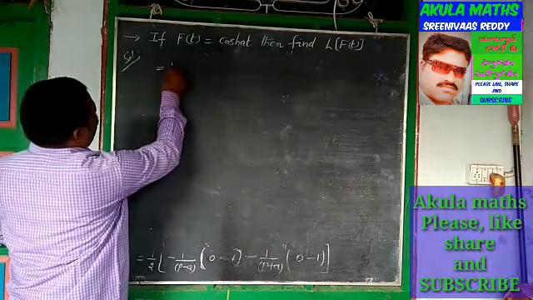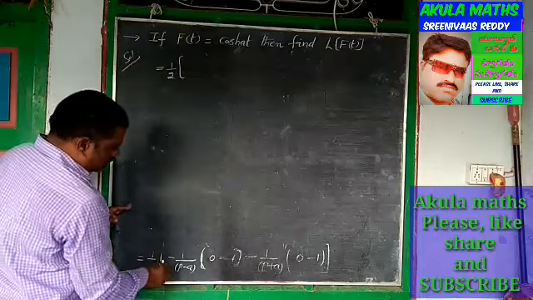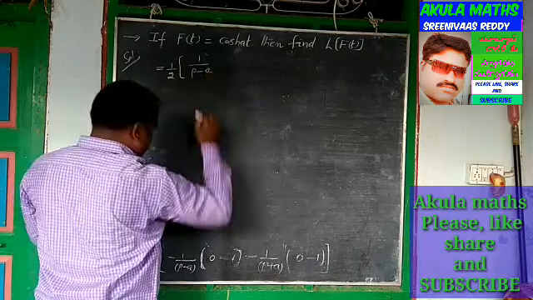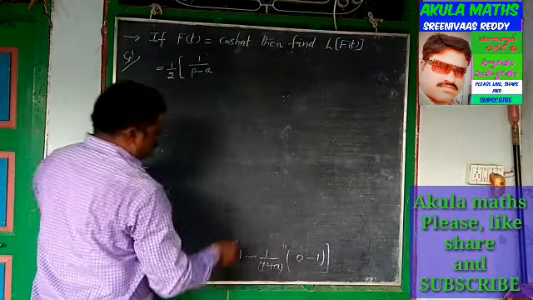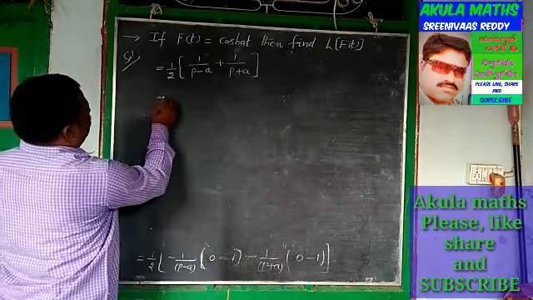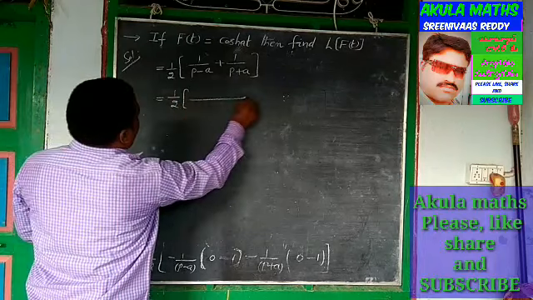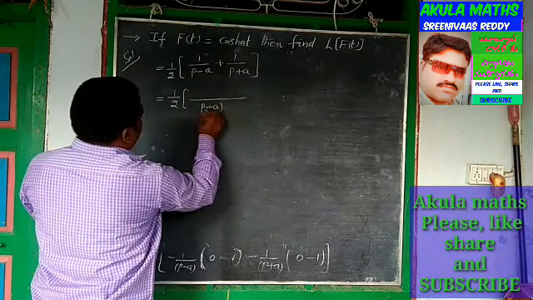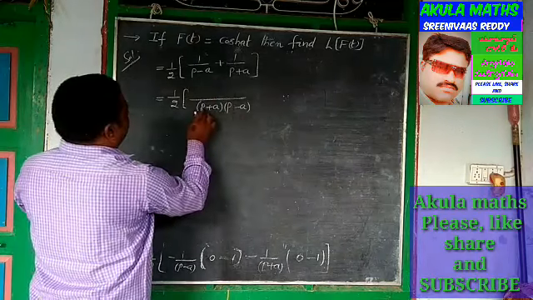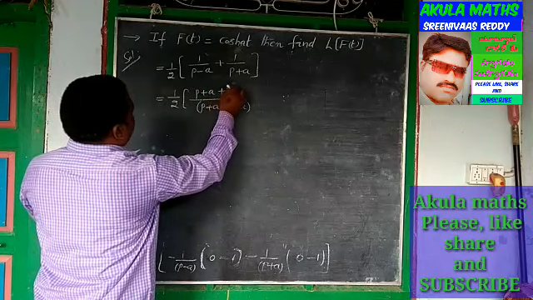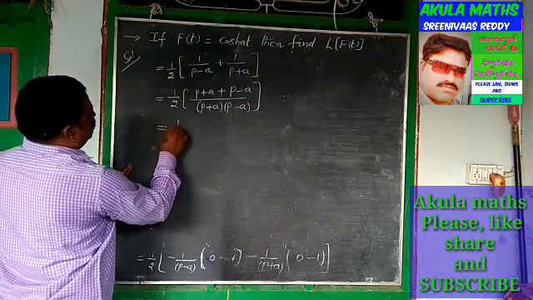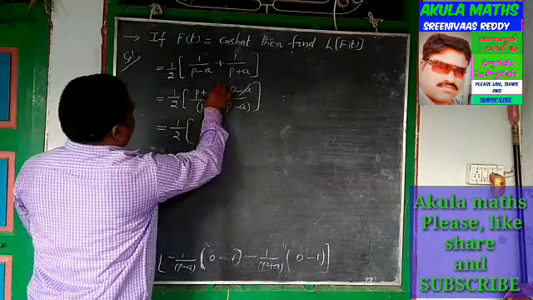So 1 by 2 into, minus into minus is plus, that means 1 by p minus a. Next, minus into minus is plus, 1 by p plus a. That is equal to 1 by 2 into, LCM is p plus a into p minus a. So p minus a gets cancelled. Here p plus a gets cancelled. That is equal to 1 by 2 into, minus a plus a gets cancelled.